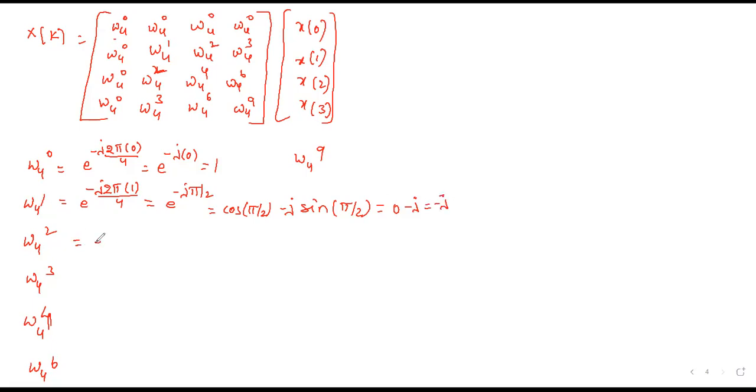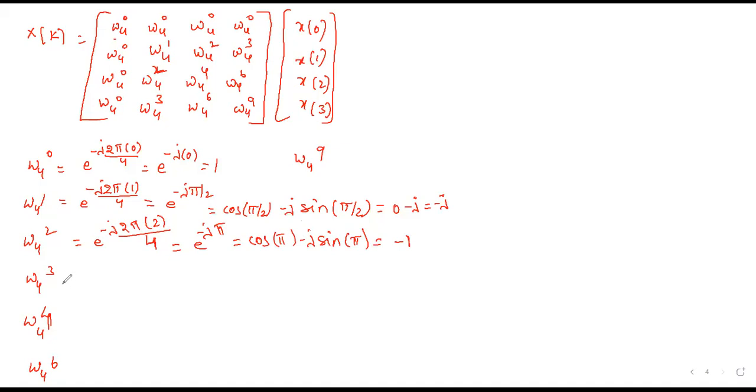What is omega 4 power 2? E to the power of minus j 2 pi into 2 divided by 4. E to the power of minus j pi, which can be written as cos pi minus j sin pi. What is the value of cos pi? Anyone in the class? -1, madam. Cos pi is equal to -1. Sin pi is equal to 0.